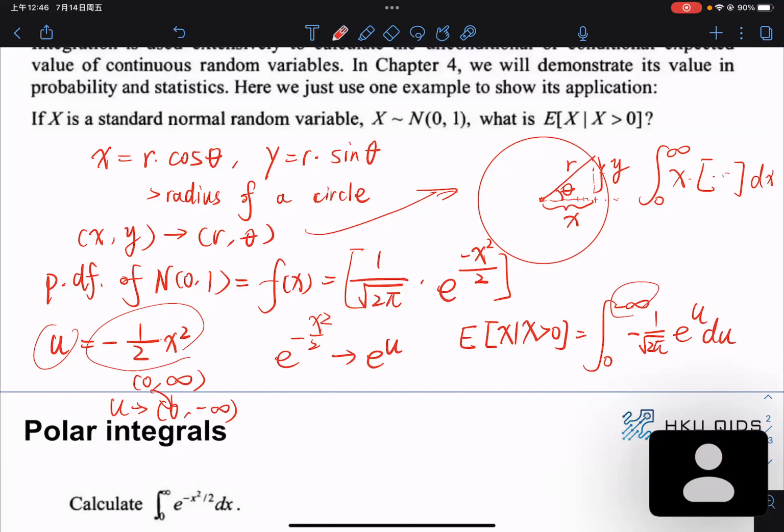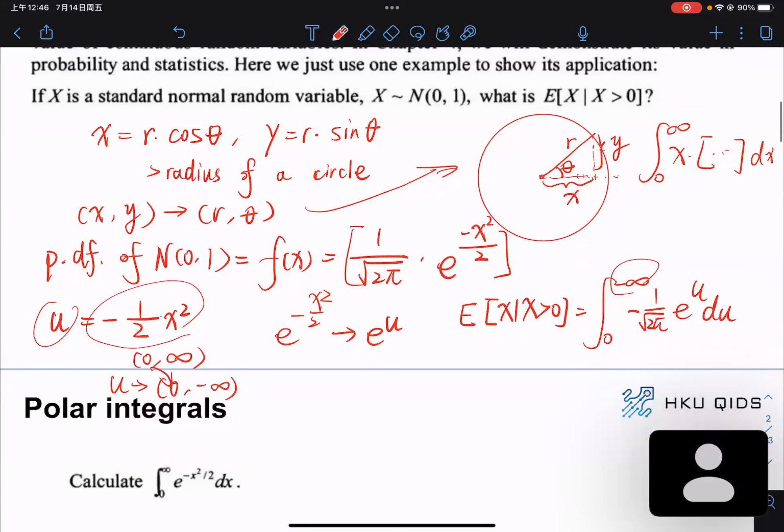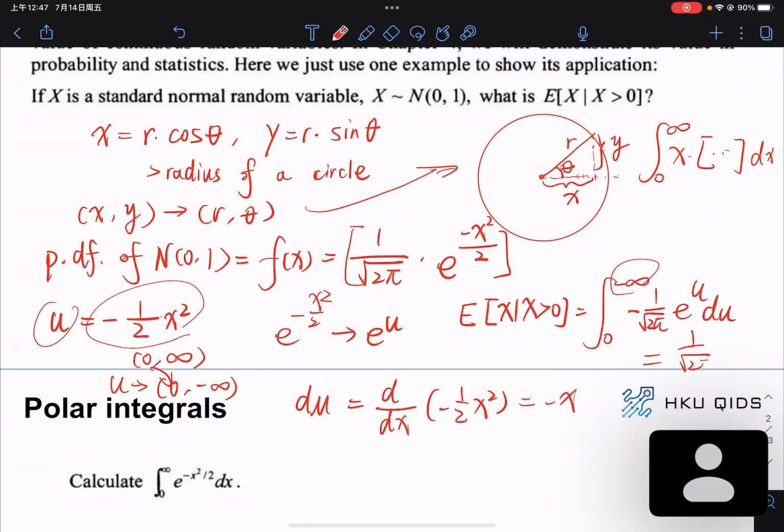Okay, why is it the case? Because if we take the derivative, du equals negative x dx, right? So by solving that, we are going to have this equal to 1 over 2 square root of pi.